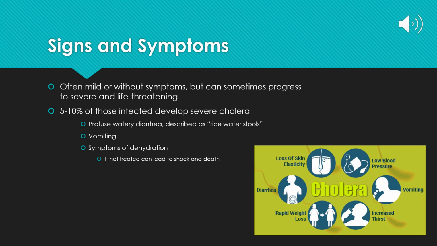With dehydration, you can see classic manifestations such as increased thirst, rapid weight loss, loss of skin elasticity, dry mucous membranes, and low blood pressure. People with severe cholera can develop acute renal failure, severe electrolyte imbalances, and coma. Also, untreated severe dehydration can rapidly lead to shock and death within hours. It is also important to note that even though symptoms may be mild, those infected can still transmit the illness.